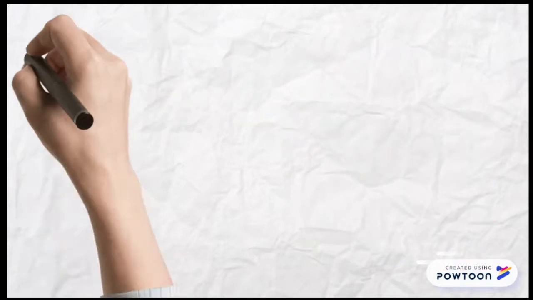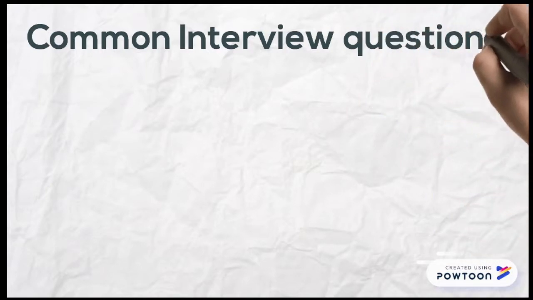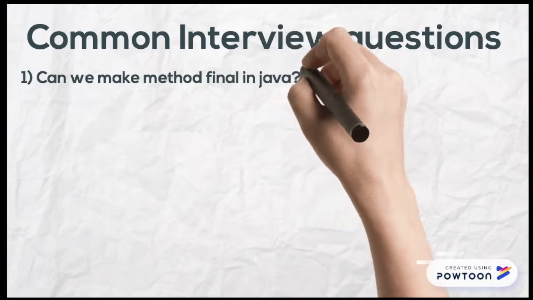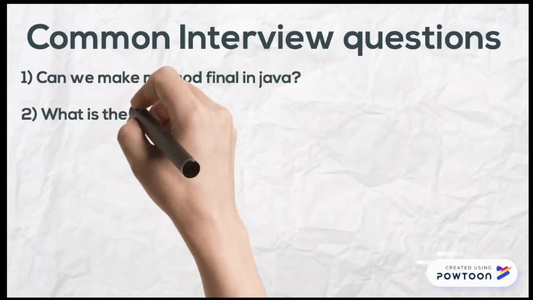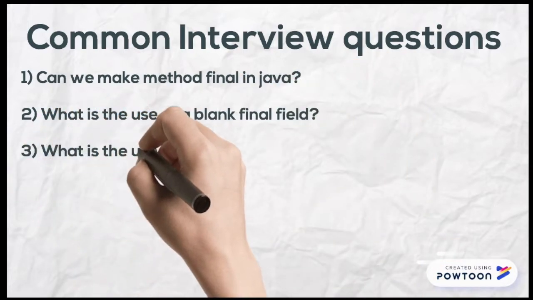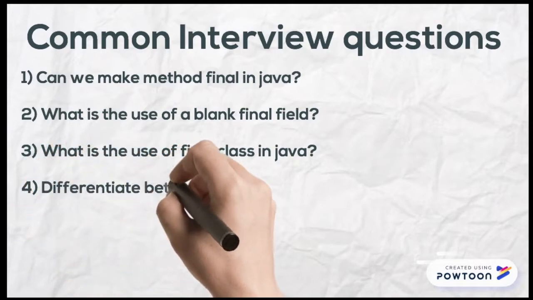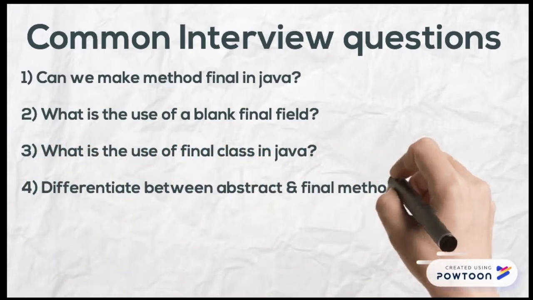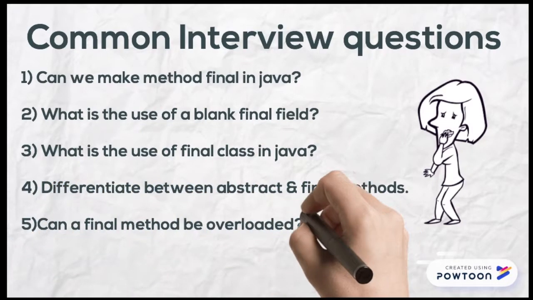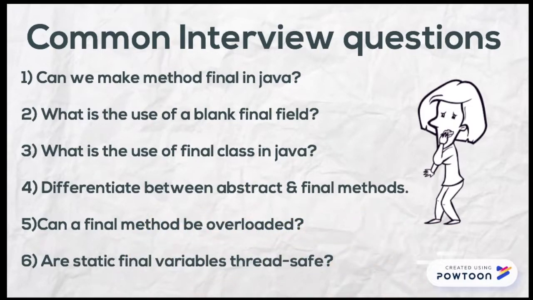Let's get started by having a look at the common interview questions. Can we make a method final in Java? What is the use of a blank final field? What is the use of a final class in Java? Differentiate between abstract and final methods. Can a final method be overloaded? Are static final variables thread-safe?